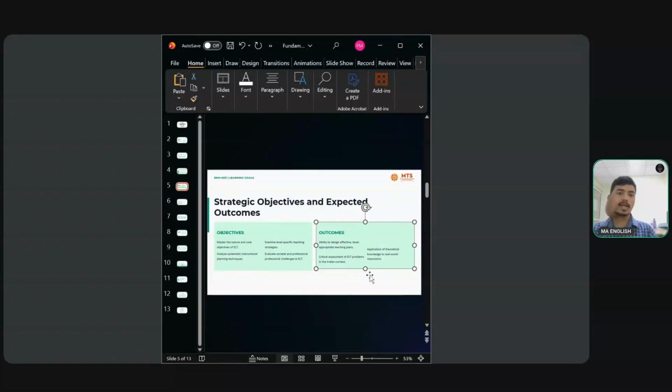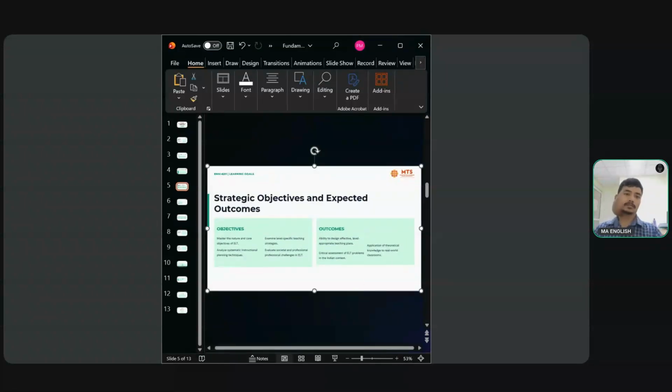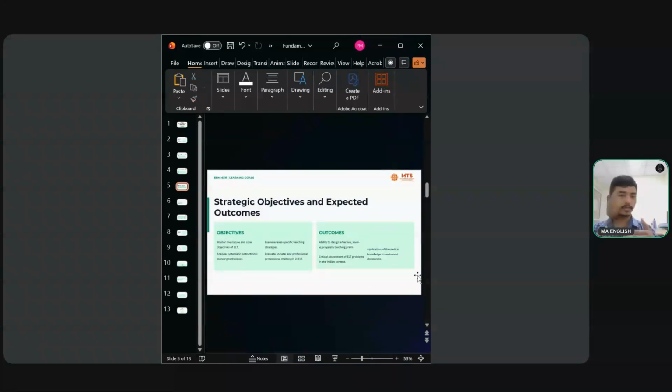And the last outcome, the second outcome, is critical assessment of ELT problems in the Indian context. And the third one is application. You'll be able to apply theoretical knowledge to real world classrooms. So these are the objectives and outcomes. Okay. So be focused. Now let's move on to the actual discussion.